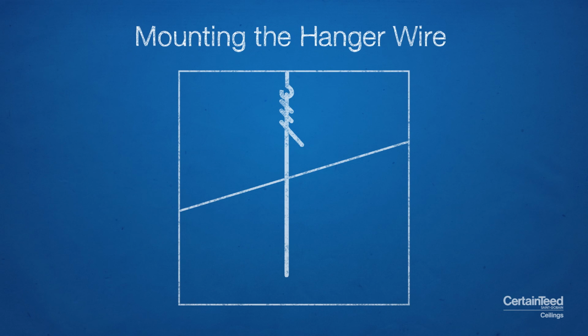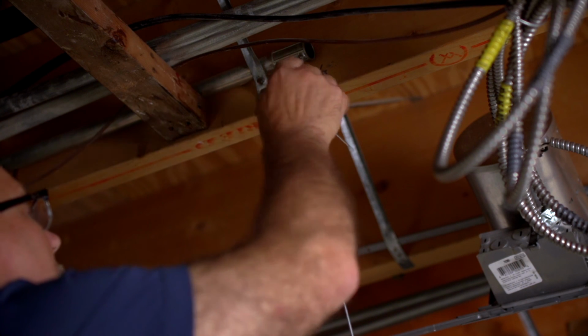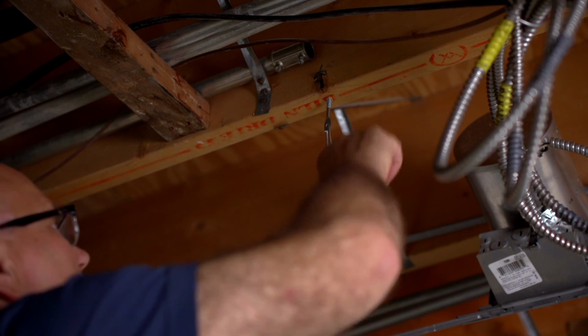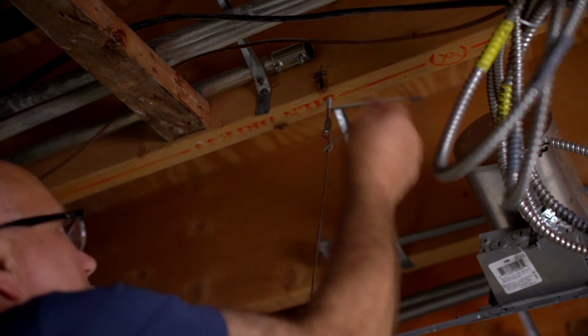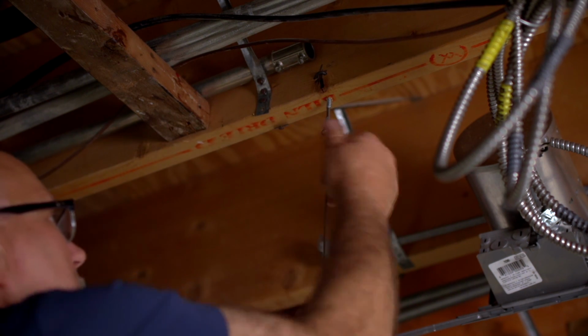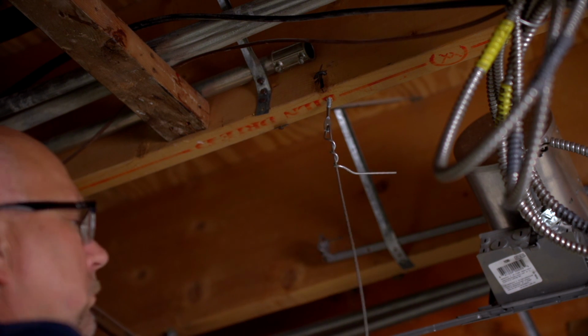It's now time to mount the hanger wire to the eye hooks. Cut pieces of wire so that they will hang 6 inches below the wall angle and wrap one end of the wire through the eye hook and tightly around itself 3 times. Repeat this process for the rest of the hanger wire locations.